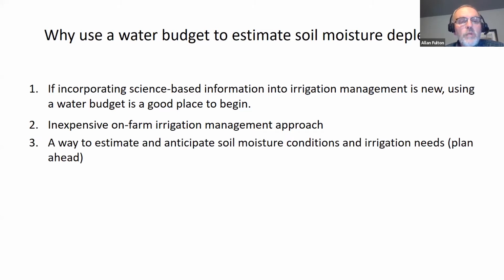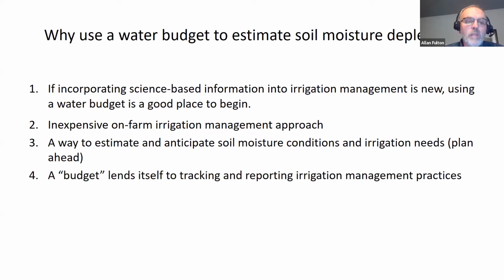A water budget is a way to estimate and anticipate soil moisture conditions and irrigation needs. So it is a mechanism to plan ahead. A budget does lend itself to tracking and reporting irrigation management practices, and the reality is that we in agriculture are being asked more and more to report our practices for various regulatory reasons.